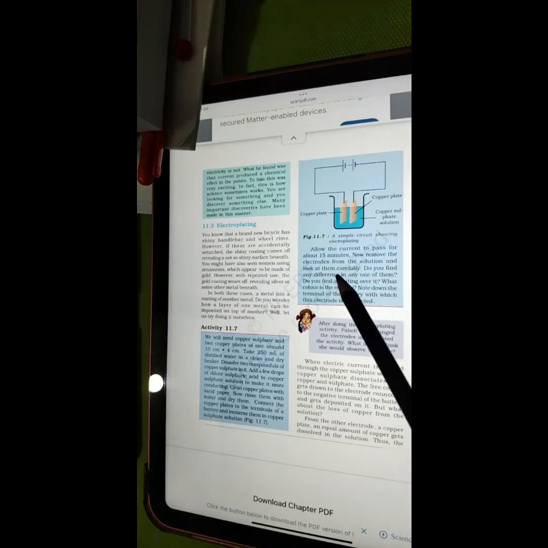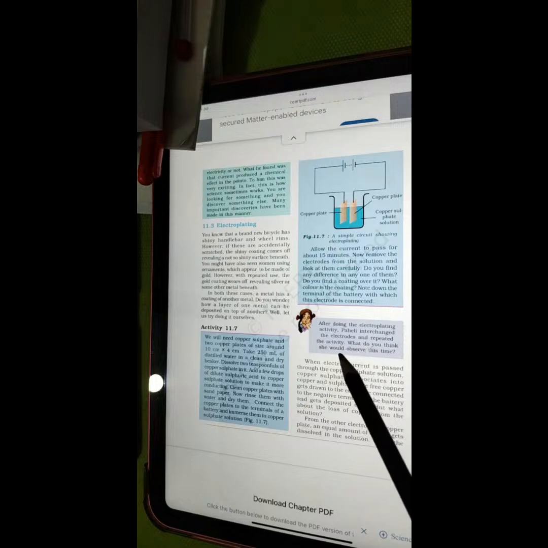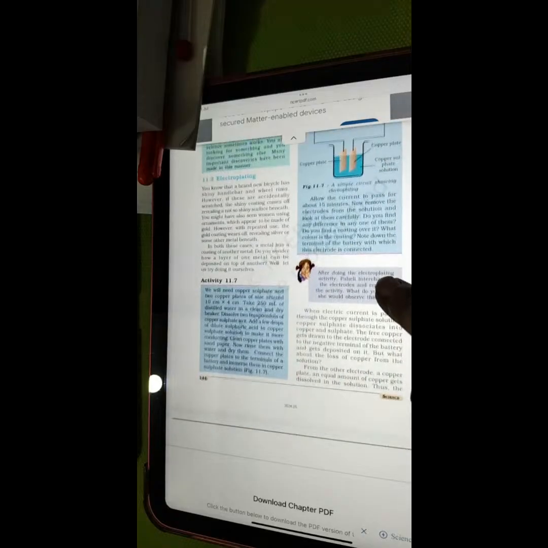Now remove the electrodes from the solution and look at them carefully. Do you find any difference in any of them? Do you find a coating over it? What color is the coating? Note down the terminal of the battery with which this electrode is connected. After doing the electroplating activity, Paheli interchanged the electrodes and repeated the activity. What do you think she would observe this time?